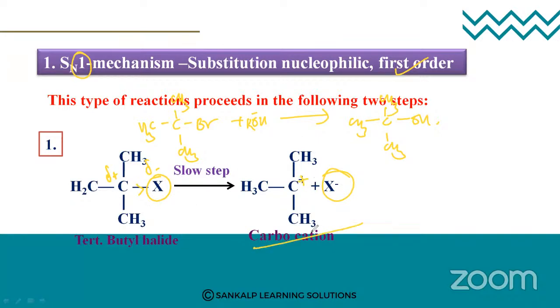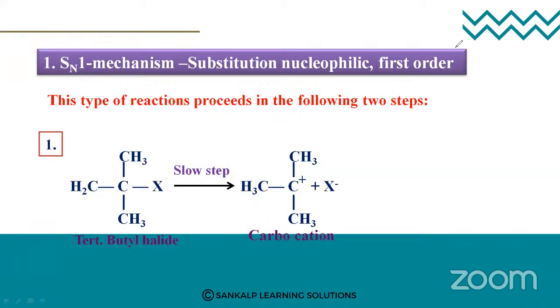And it will form what? It will form a carbocation. So this is the carbocation which is formed in the first step. The first step is a slow step and it is called the formation of carbocation. Okay, so we'll see the second step now.